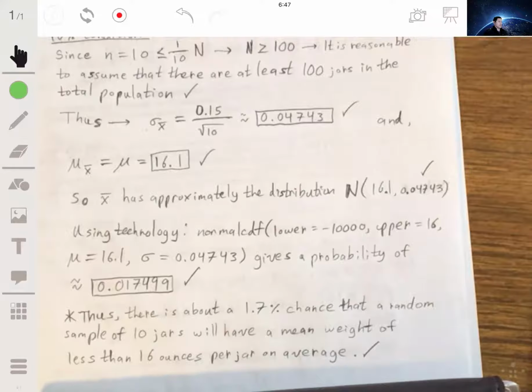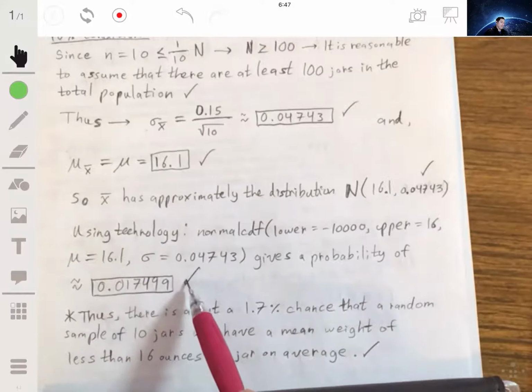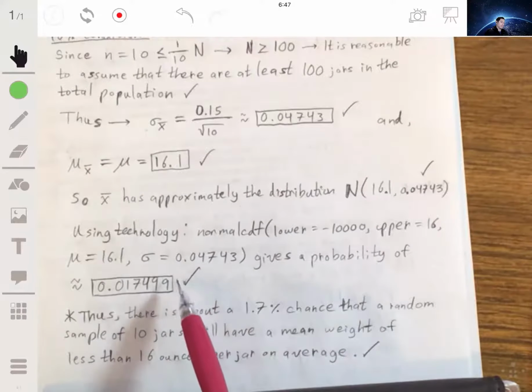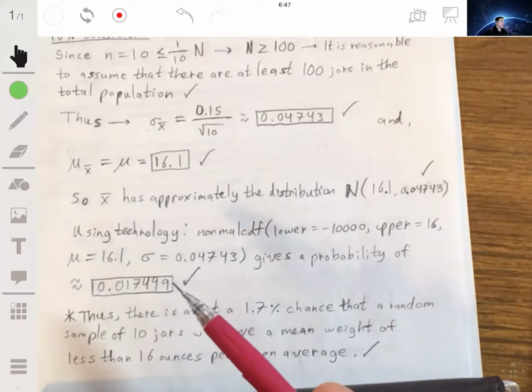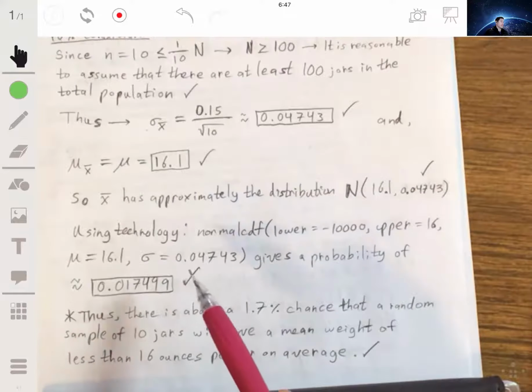Remember, when the readers look at your work, they have to go by what you write. You're not going to be there. You're not going to be able to talk to them. So if you just put this answer, they need to see if you actually understand what this answer means.